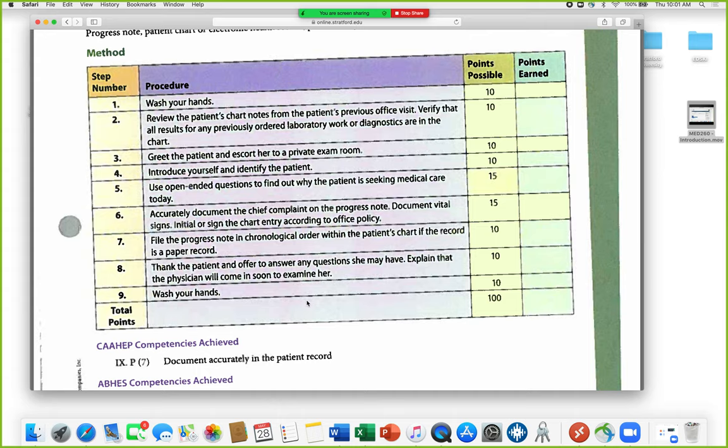And then at the very, very end, thank the patient. Say thank you. Thank you for opening up to me, because this is personal stuff. And the doctor will be with you, and I'm going to convey everything that you said to me to the doctor. And of course, what do you do before and after every patient?